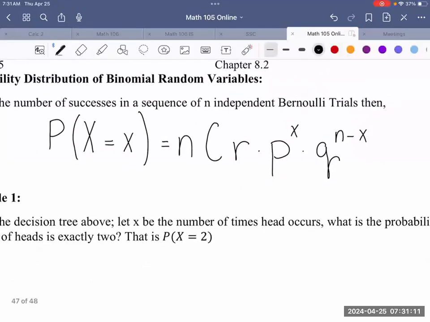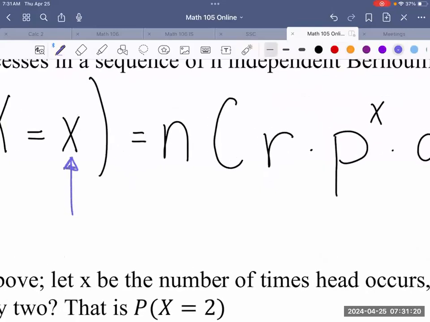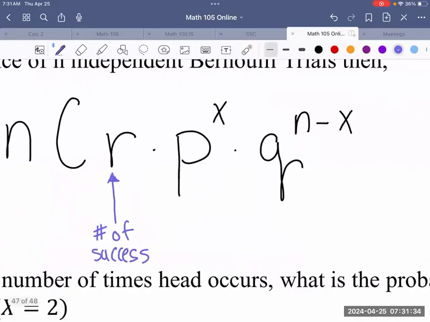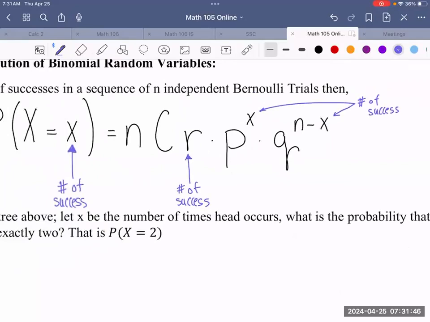So let me define this out just a little bit more. This x here, and any of those x's that you see following, this x is the number of successes. Same here, this is the number of successes. And same here, the number of successes. Now the remaining, let's see, this one here is just the total number of trials.